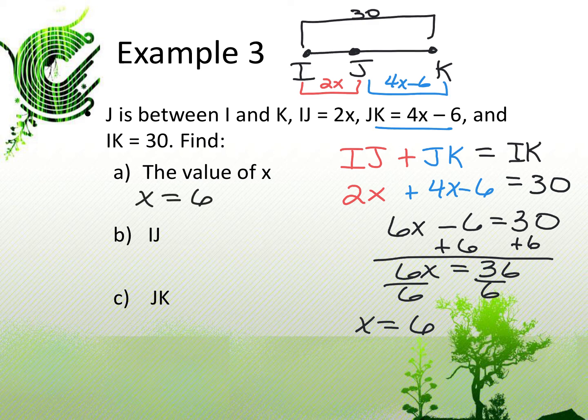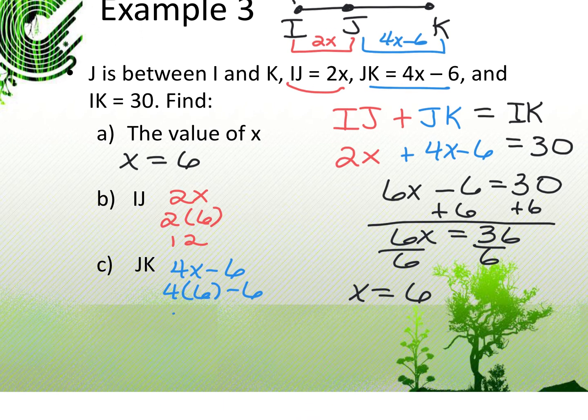Now to find part B, I know that IJ was given to me as 2x. Now that I found the value of x, I will substitute and multiply, and IJ equals 12. I'm going to do the same thing for JK. 4x minus 6, replace x with 6. Follow order of operations, multiply, subtract, and JK equals 18.